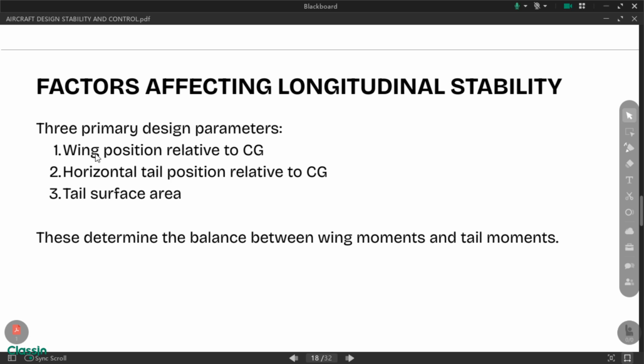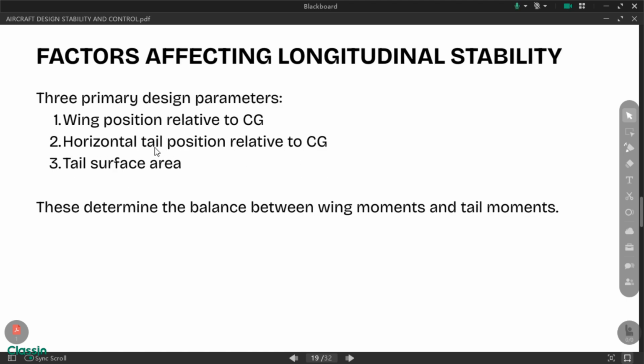So factors affecting longitudinal stability, we have three primary factors. First is yung wing position. Second is yung horizontal tail position. And then third is yung tail size. Okay? All of this would affect yung moment natin that is acting around the CG.